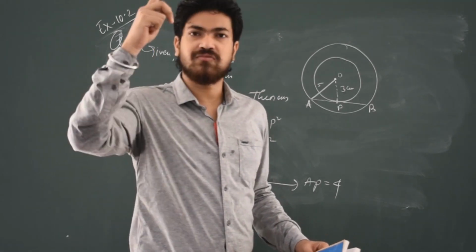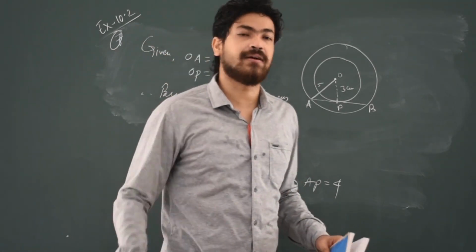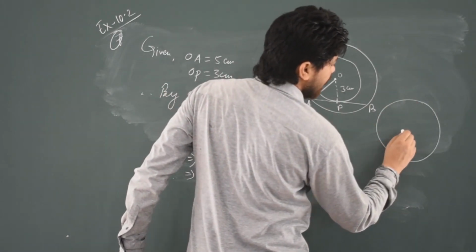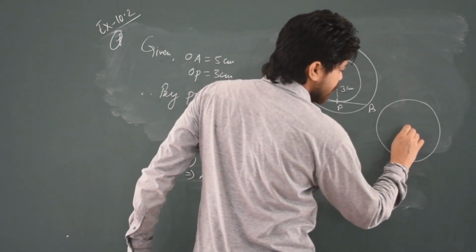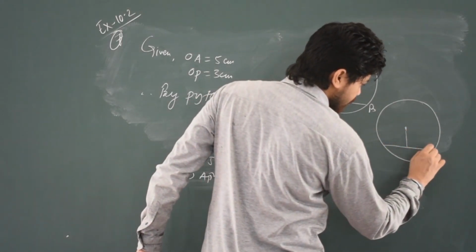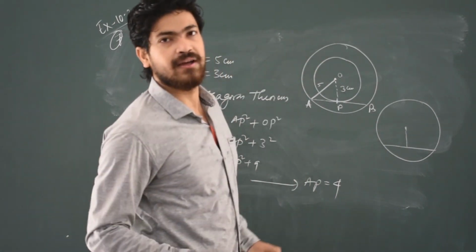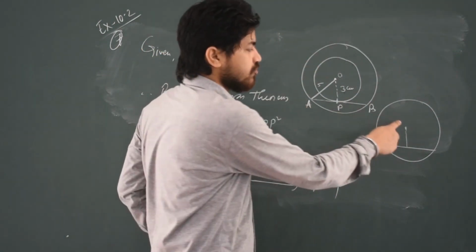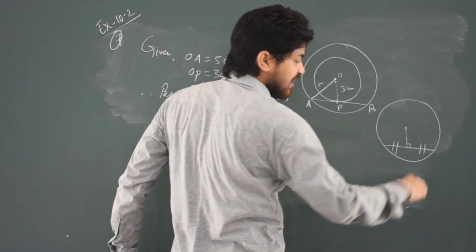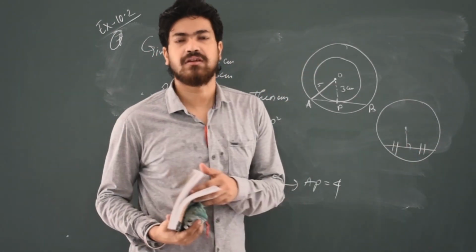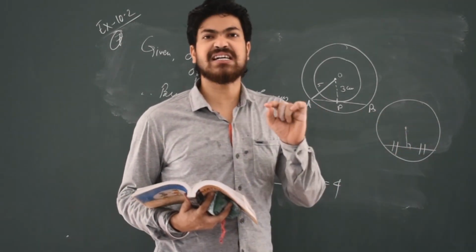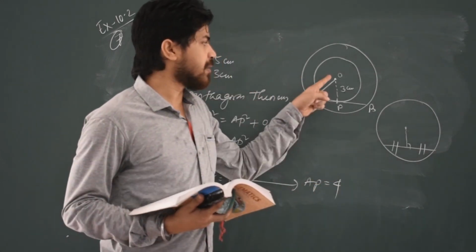Remember the theorem, the first theorem we got in class 9. That is, the perpendicular drawn from the center to the chord bisects the chord. Both parts are equal, the first theorem of class 9. The perpendicular drawn from the center onto the chord bisects the chord. Got it? This is the perpendicular.